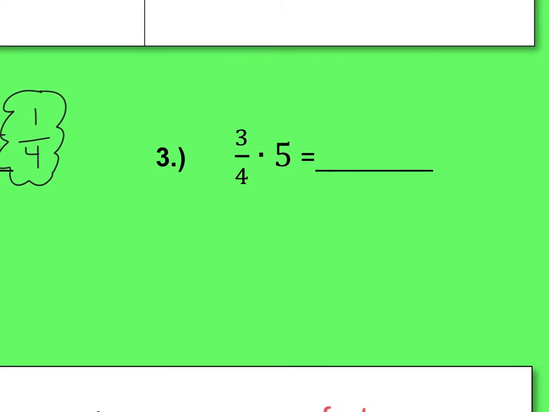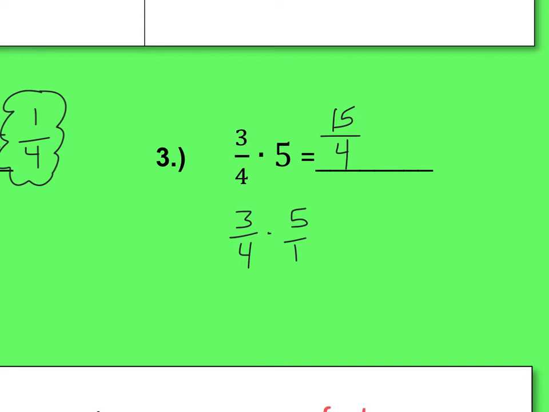Number 3. We have to rewrite this one a little bit because 5 is not expressed as a fraction. But if you remember, 5 is a rational number. So we can express it as a fraction by writing 5 over 1. And now we can multiply straight across the top and straight across the bottom and then simplify. 3 times 5 makes 15. 4 times 1 makes 4, so that's 15 over 4.